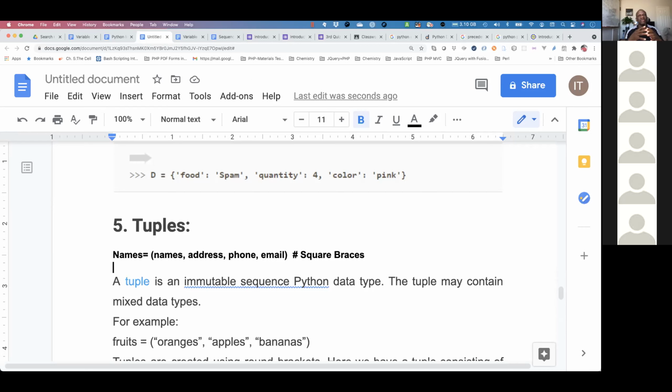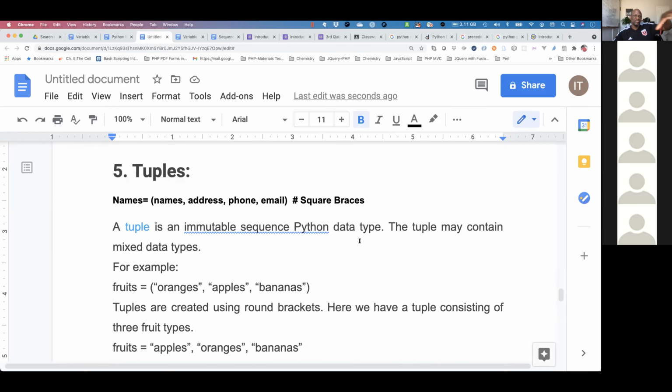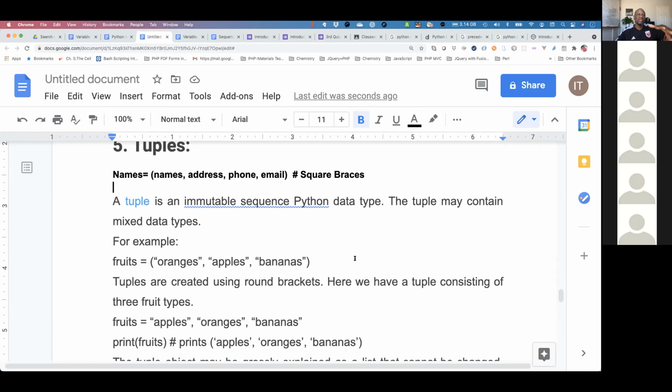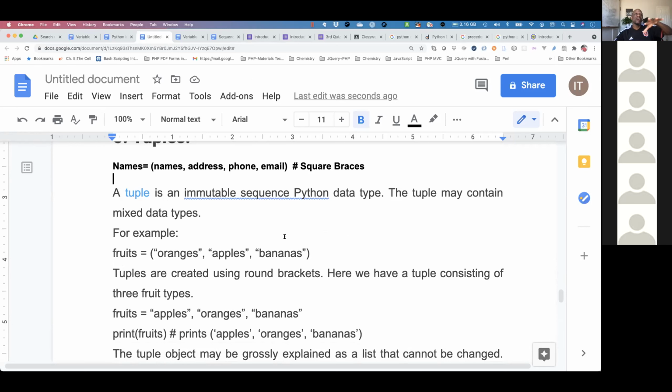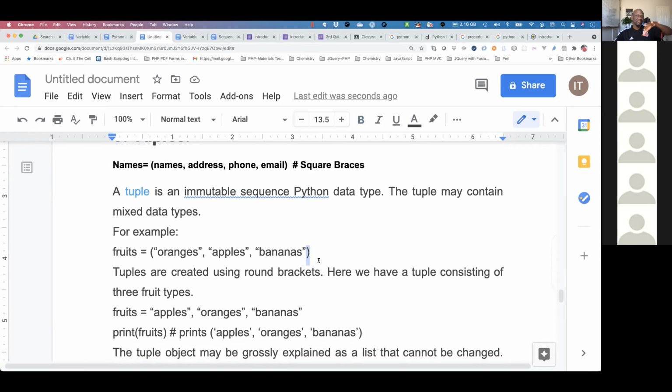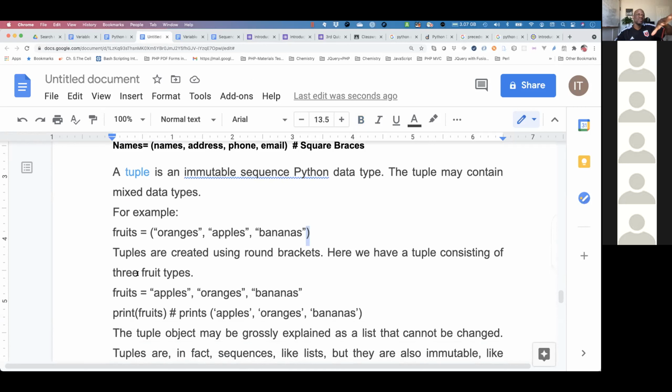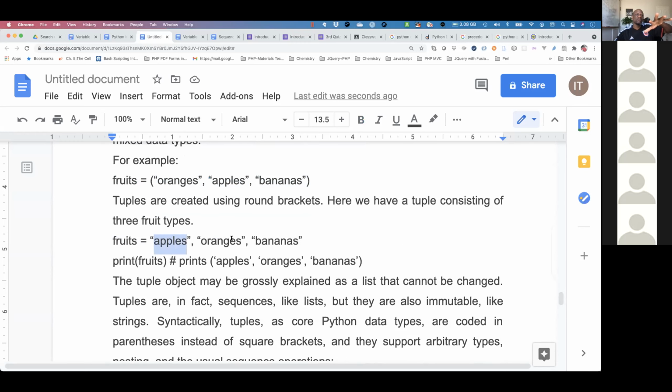So a tuple is an immutable sequence Python data type. The tuple may contain mixed data types. You can say oranges, apples, and bananas. Just like lists, we can do the same. Just like dictionaries, we can also do the same. We can mix them. Tuples are created using round brackets or parentheses. Here we have a tuple consisting of 3 different types of fruits. Now we have the apple, the oranges, and the bananas, and then we can print it. It's going to print the whole of those.